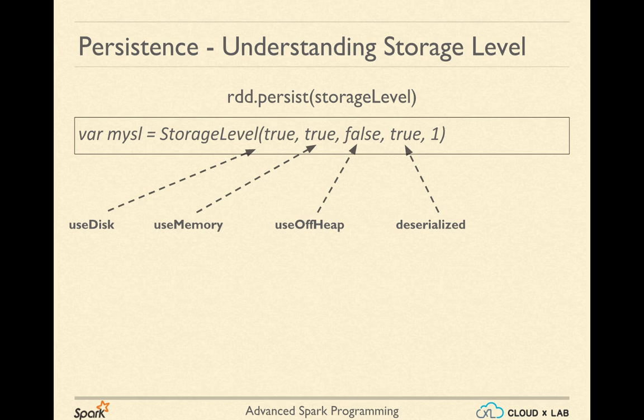The fourth argument represents whether to persist deserialized. By setting it false, it will store RDD as serialized Java objects, 1 byte array per partition. This is generally more space efficient than deserialized objects, especially when using a fast serializer, but more CPU intensive to read.